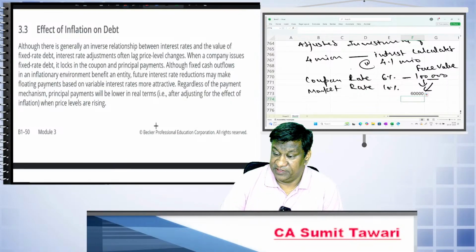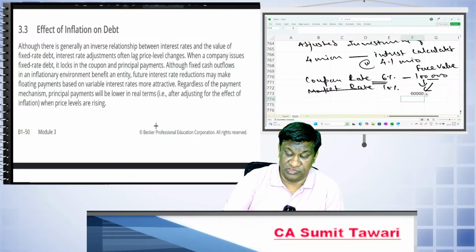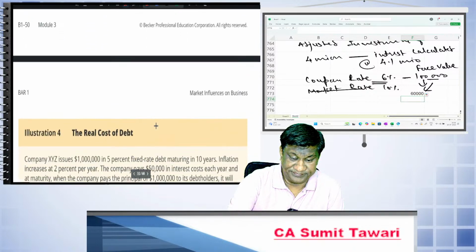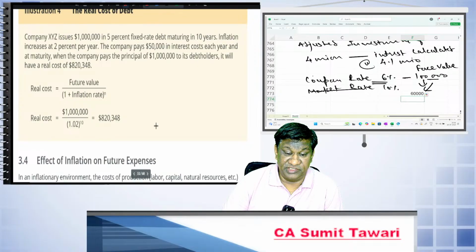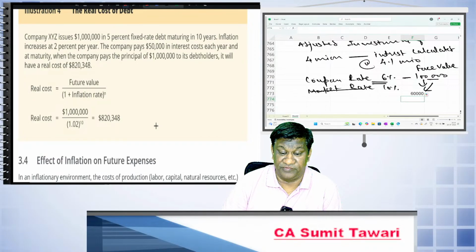Same way, if the inflation rate is more than the coupon rate, the market value of the investment goes down. So here you can take the example. Company XYZ issued 1 million in a 5% fixed debt maturing in 10 years. Inflation increases at 2% per year. The company pays 50,000 in interest cost each year, and at maturity when the company pays the principal of 1 million to its shareholder, it will have a cost of 820,348.